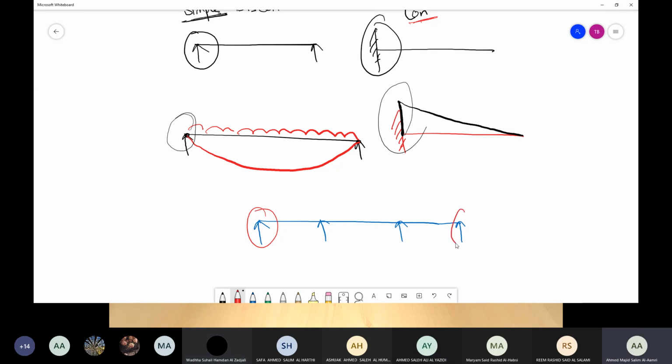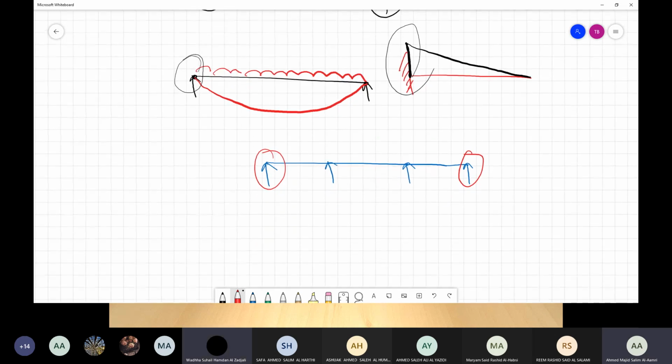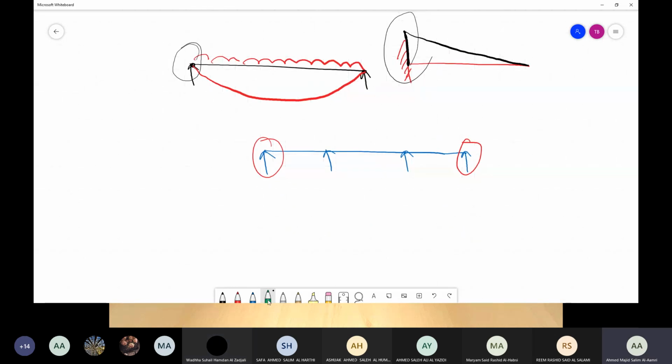What about this one? Same. What about these two? Continuous. Okay, so when I try to draw the bending moment diagram, you will see that the bending moment at this point and this point are equal to 0. Why? Because the support is a discontinuous support.